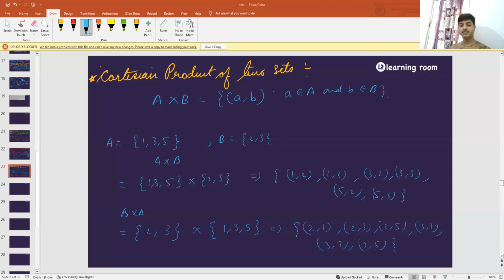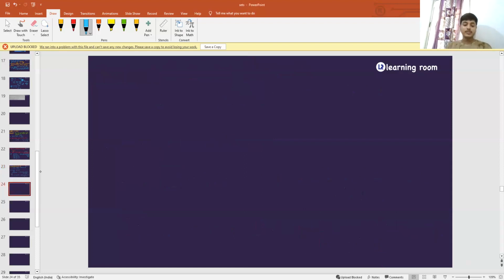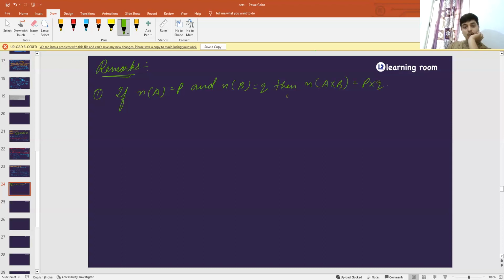Tell me when it is done. Good. Now, some remarks on the cross product. Point number one. If the number of elements in A is equal to P and the number of elements in B is equal to Q, then the number of elements in A cross B will be P into Q. Or the number of elements in B cross A will be the same, P into Q.